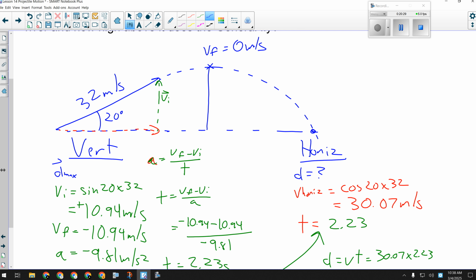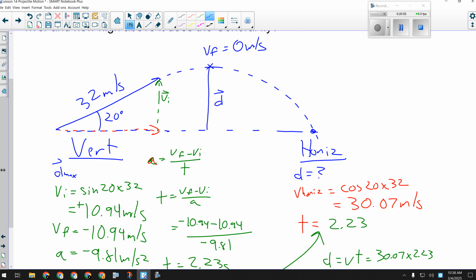Okay? I have to remember to split my time in half if I want to use it, because this occurs halfway through the trip instead of all the way through. But as long as I remember those things, there's actually more than one way for me to calculate the vertical displacement at that point. Okay? This is just an acceleration problem.